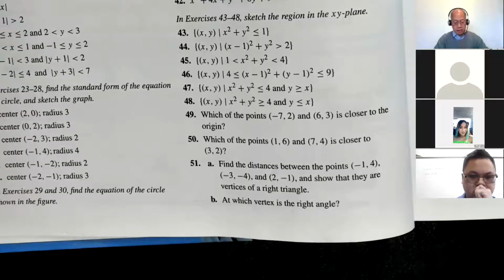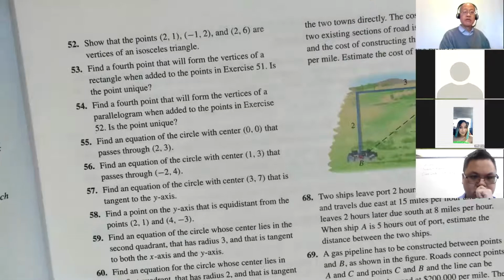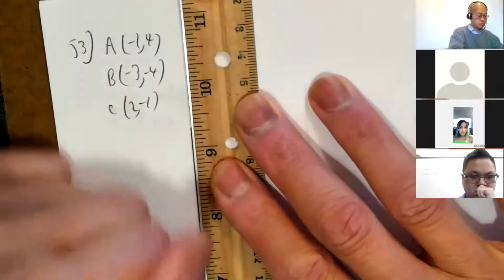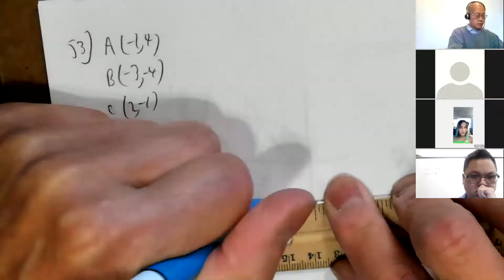I'll call them A, negative 1, 4. B, I'll say is negative 3, negative 4. And C is 2, negative 1. So find a fourth point so you end up with a rectangle is the point you need. Okay, so what are they talking about? I was particularly confused because 2 of the sides already are equal, so I didn't really see how I could form a rectangle with that.